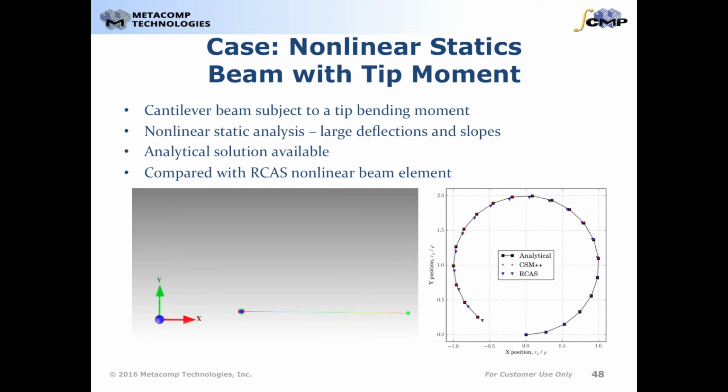The next example also involves the nonlinear statics of a cantilever beam, but this time subjected to a tip moment. For this case, an analytical solution exists that can be used for validation purposes. The animation below shows how a prismatic beam can be bent into a full circle with the application of a tip moment. The results obtained by CSM++ can be seen to compare very favorably with the exact solution using only 20 beam elements, while RCAS results with the same mesh density show larger errors.